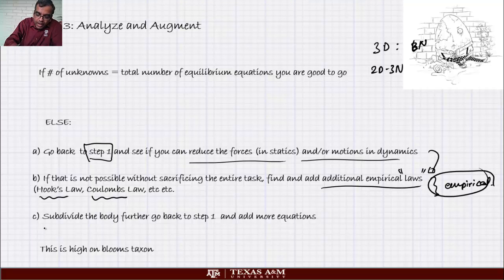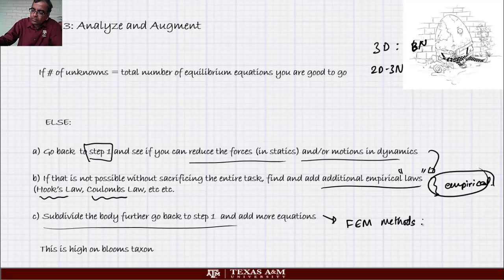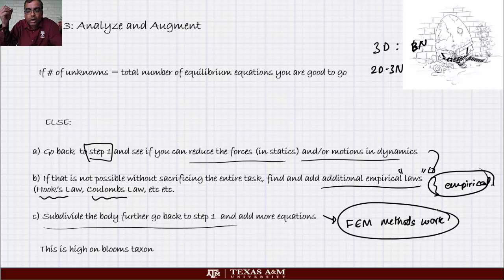If that doesn't work, then you may have to subdivide the body and go back to step 1 and write more equations. The idea is, as you subdivide the body, you generate more forces, but you also generate more equations. If the number of equations you generate is slightly more than the number of forces, eventually you may be able to catch up. And by the way, this is how finite element methods work. They will take a body and divide it into millions of pieces, not 2 or 3. For each piece, they will write equations of equilibrium or the equivalent. Then they will see if they have enough equations for unknowns, add all these empirical things and solve it.